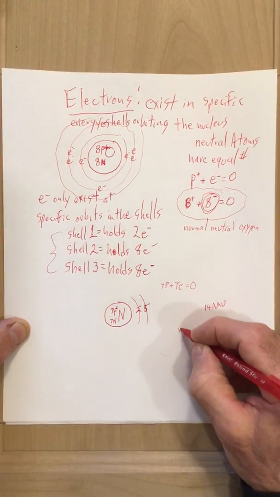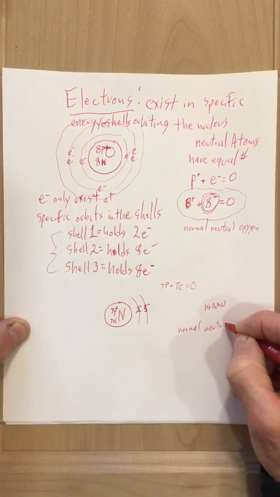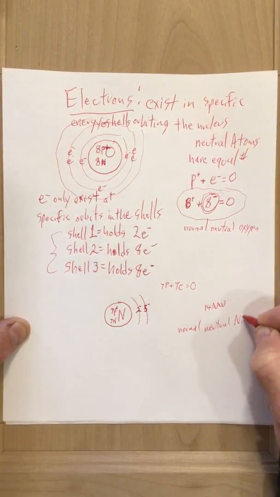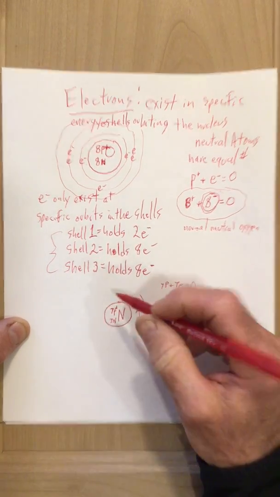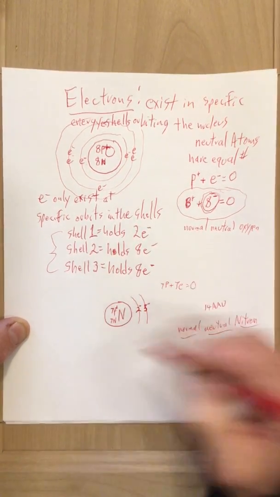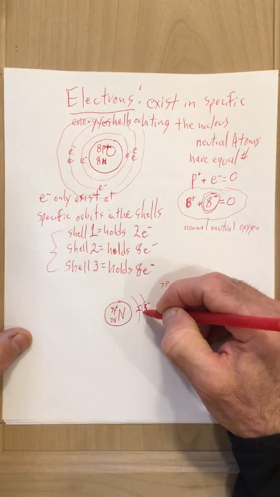That is a normal, neutral nitrogen. Normal, neutral nitrogen is built exactly like that. But remember, you go all the way around. Okay? Well, the problem here is that nitrogen is never going to spend any time in this condition, and the reason for that is because 5 is not full. This shell right here is not full.